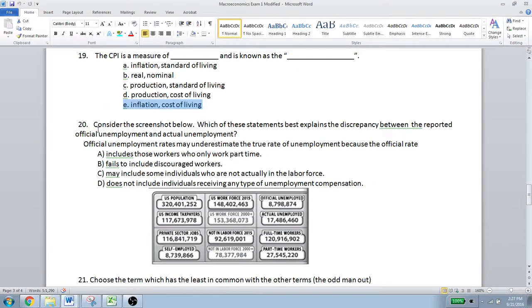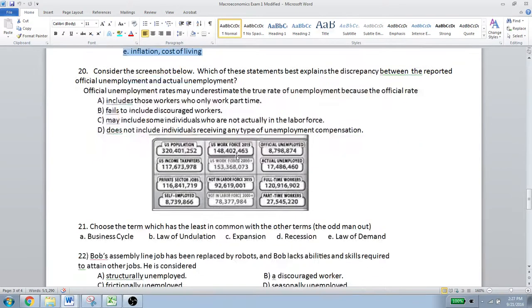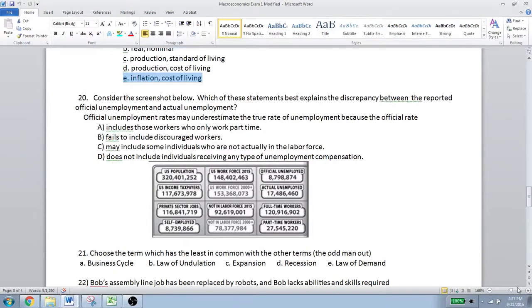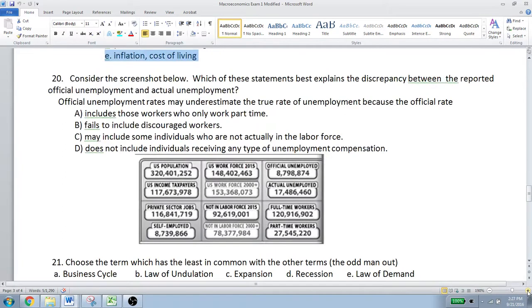Question 20. Consider the screenshot below. Let's take a look at this. And we see that there's a discrepancy between the official unemployed, which is 8.7 or 8.8 million people officially unemployed, and 17.5 million actually unemployed. That's quite a discrepancy.